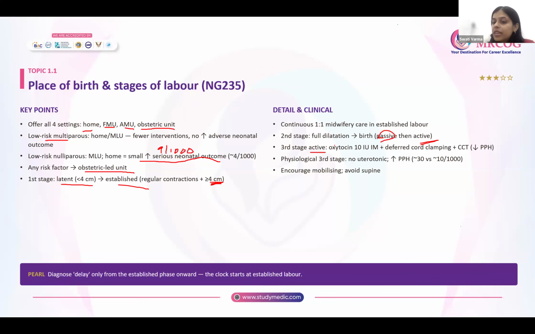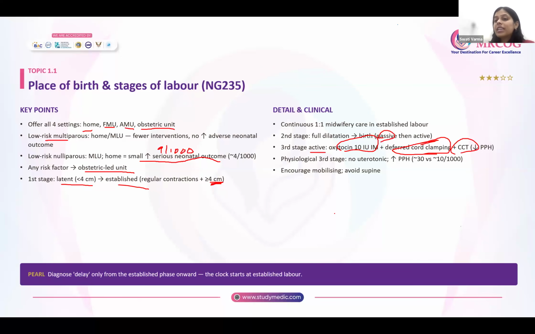What are the components of active management of third stage of labor, or AMTSL? Giving oxytocin, 10 units IM. Deferred cord clamping, delayed cord clamping allows blood to be transferred to the fetus, and then controlled cord traction.